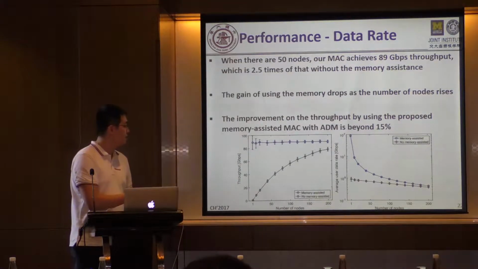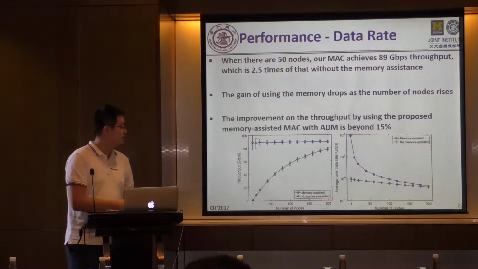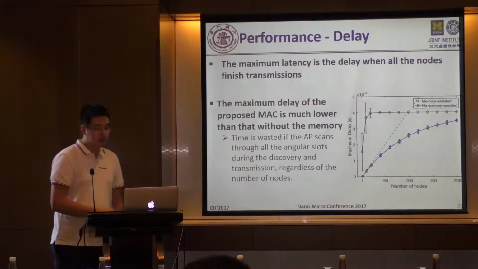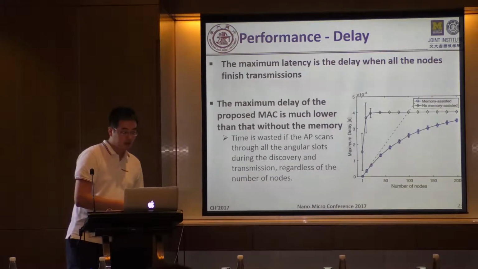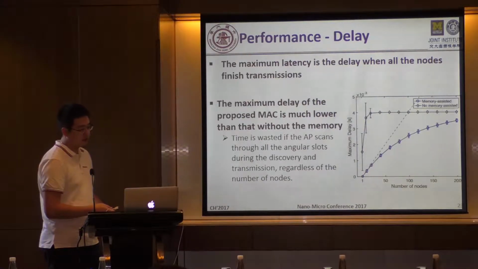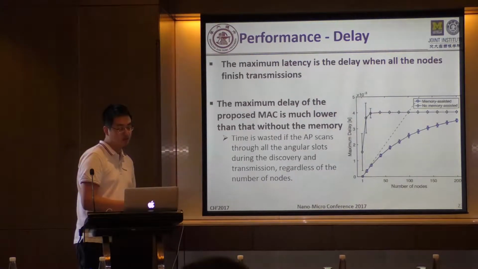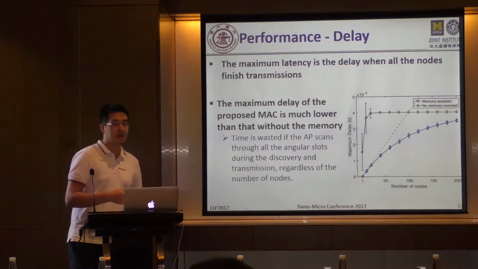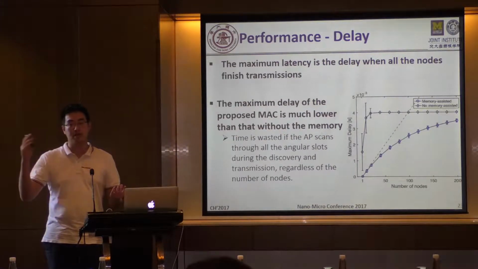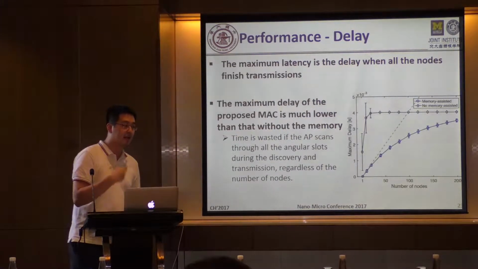And the improvement in terms of throughput is about 15%. And in terms of delay, okay, the maximum delay of the proposed MAC is much lower than that without memory, which makes sense because without memory, the AP checks all the slots again and again.